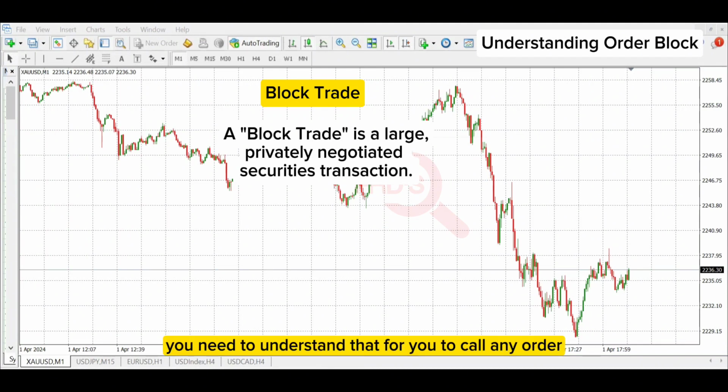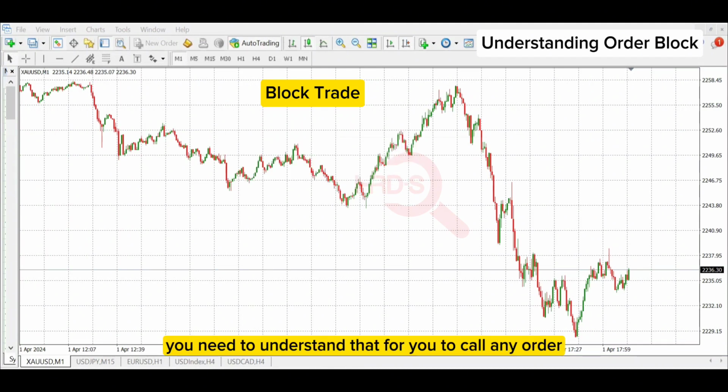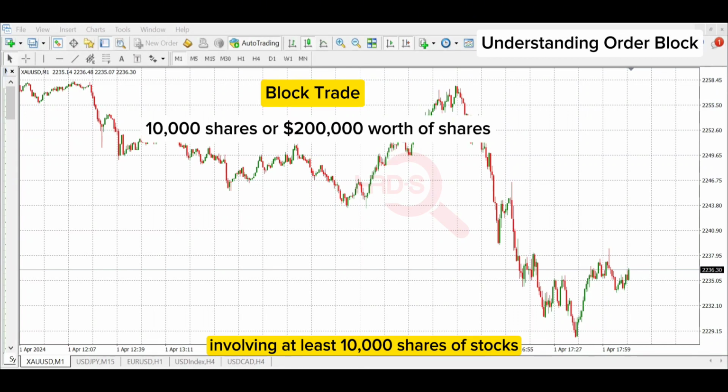You need to understand that for you to call any order a block trade, for instance, in the stock market, the New York Stock Exchange and NASDAQ defined a block trade as one involving at least 10,000 shares of stock, or a stock that is worth more than $200,000. And in most cases, we'll see that most block trades far exceed these minimums that they established. It's important to note that block trades can be made outside the open market through private purchase agreements.